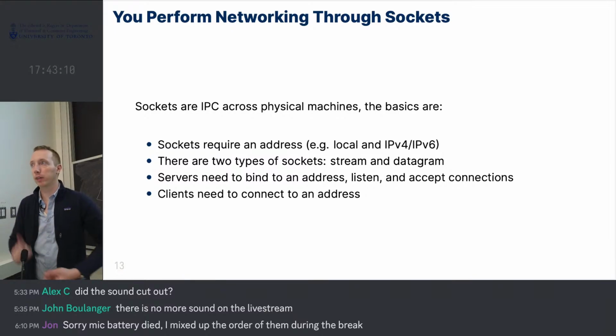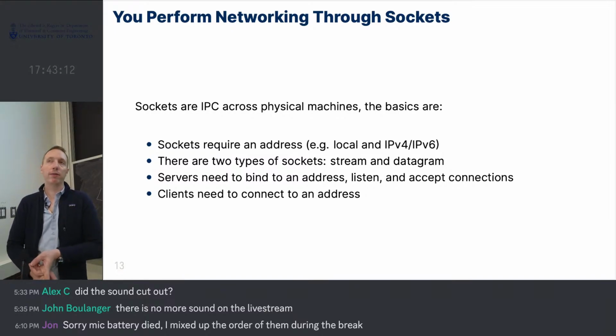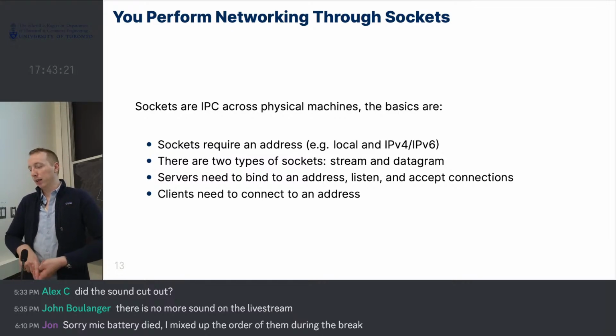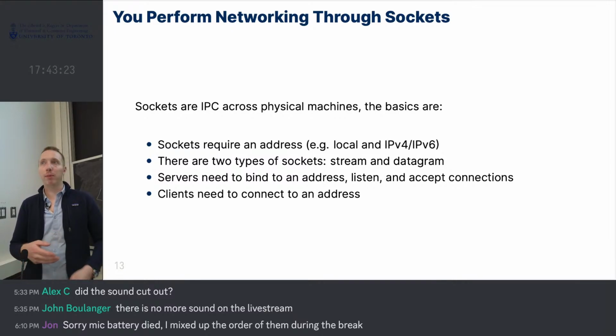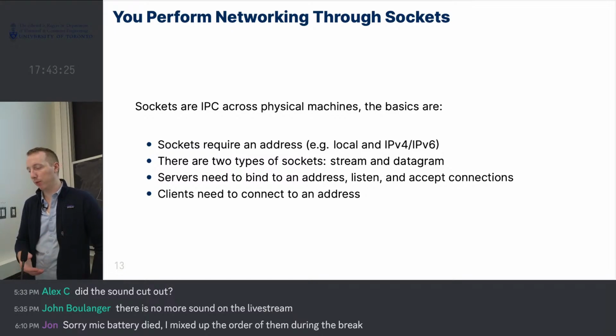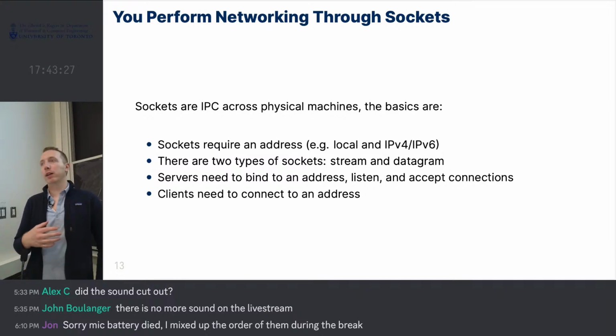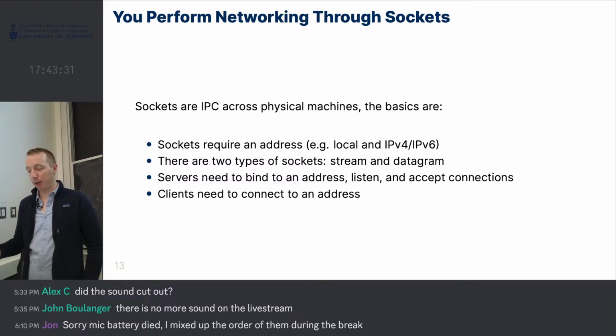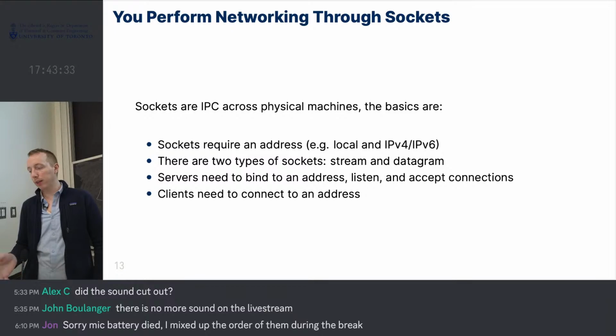The basics are they need an address, either a file path for a local one or an IP address. There are two types, stream and datagram, which are basically TCP and UDP. Servers have four steps: create the socket, bind to an address, listen on it and say how deep the queue is, then accept connections. Clients just need to create a socket and then connect to an address.